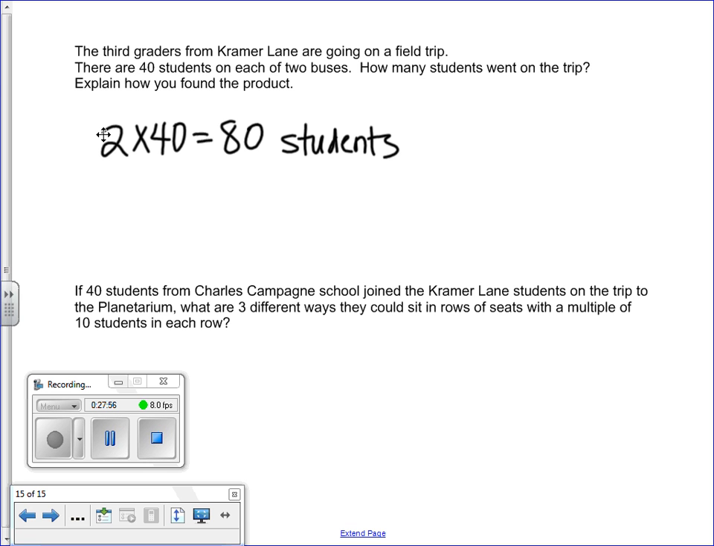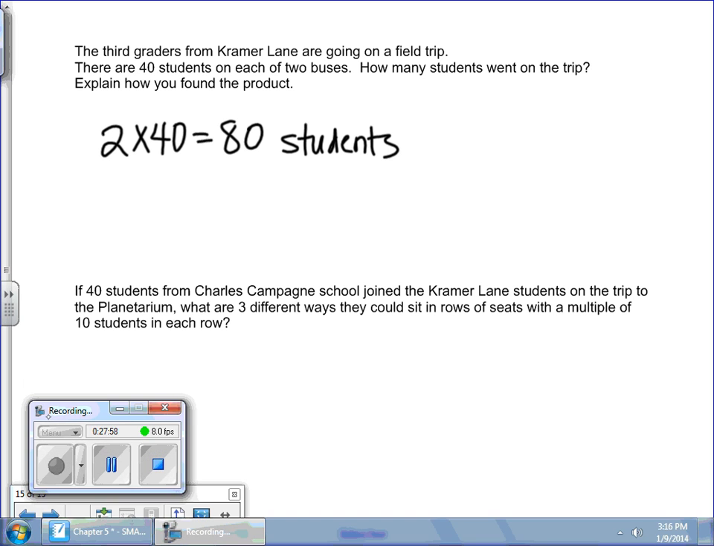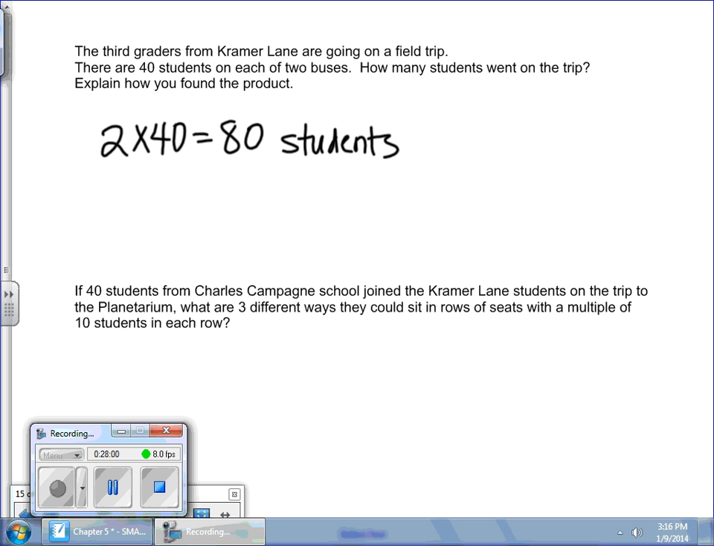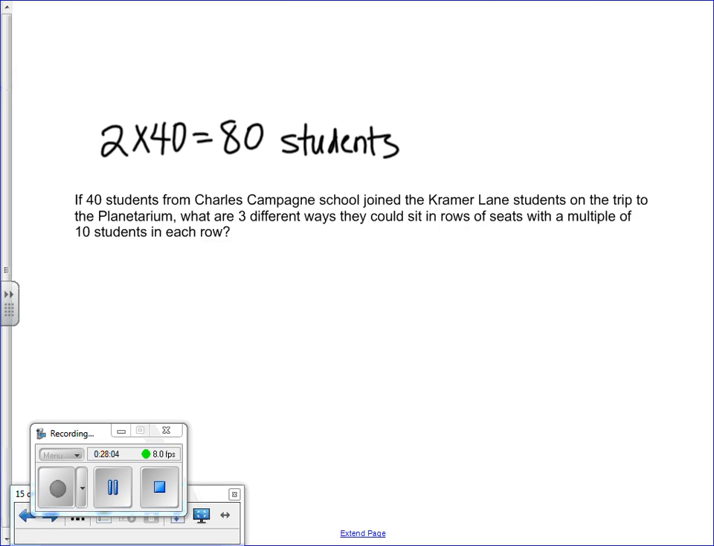Second part, here's the challenge. Pay attention, because this will be on the test tomorrow. If 40 students from Charles Campaign School join the Kramer Lane students on the trip to the planetarium, what are 3 different ways they could sit in rows of seats with a multiple of 10 students in each row? Yikes. That sounds a little scary, doesn't it? Let's tackle it piece by piece.